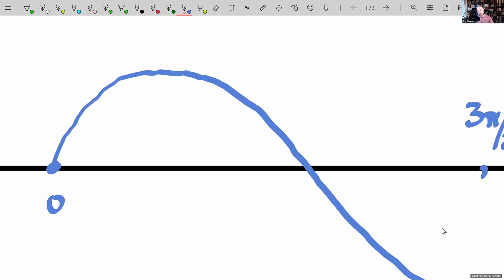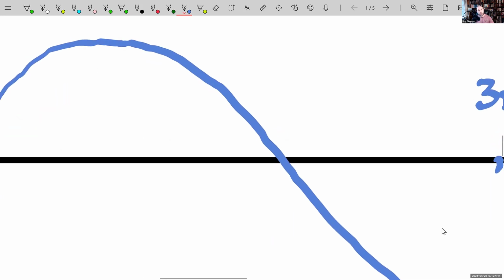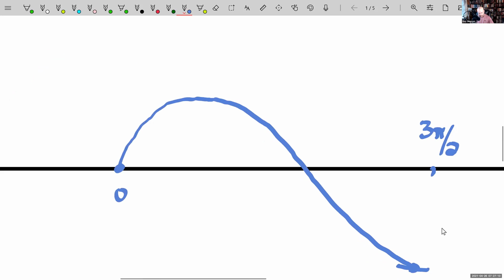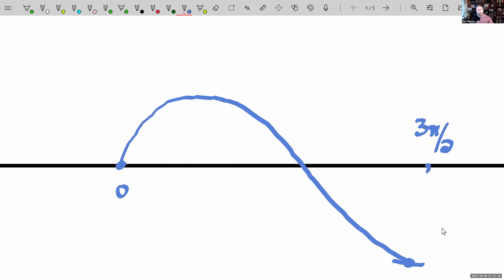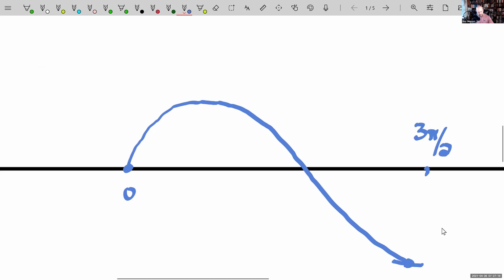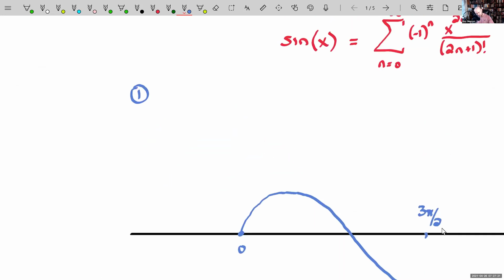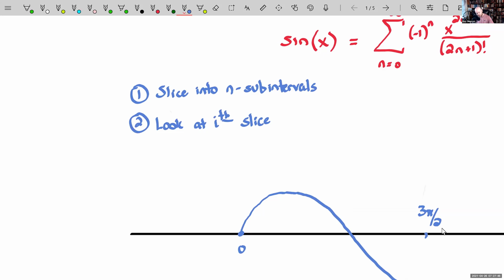So the easiest way to motivate this is just to say, let me take an arbitrary slice. We're going to slice this interval from 0 to 3 pi over 2. We're going to slice it into n subintervals. 1, slice into n subintervals. 2, we're going to look at the ith slice. Let me show that here.